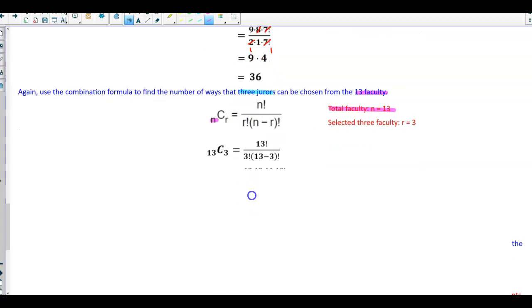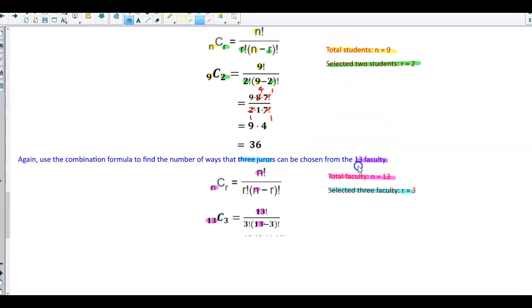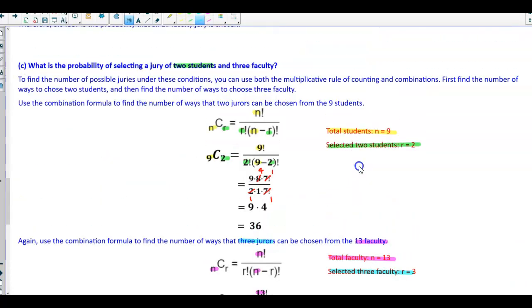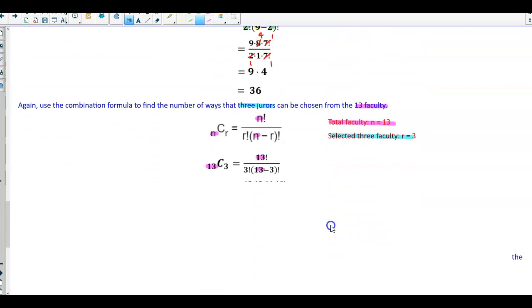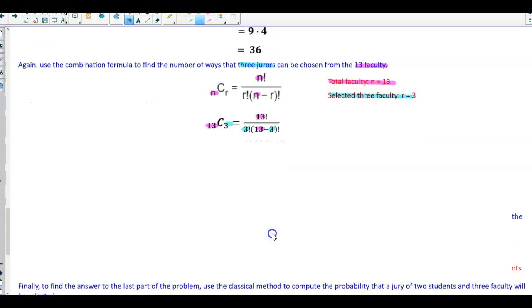So we know we have n, which represents 13 in our formula. And then we know that we're selecting 3 faculty from our question. And if we come back up here, we're looking for 3 faculty. So therefore, r is going to represent 3. And now we're going to go ahead and simplify.